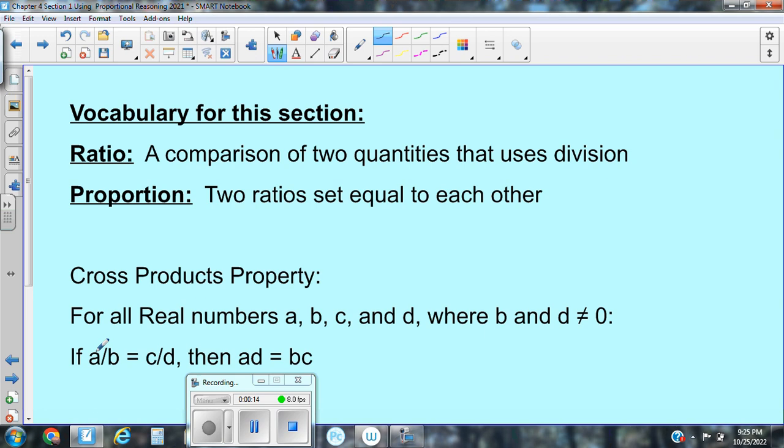Vocabulary for this section includes ratio, which is a comparison of two quantities that uses division, and proportion, which states that two ratios are set equal to each other.